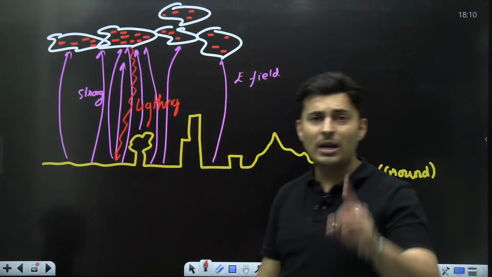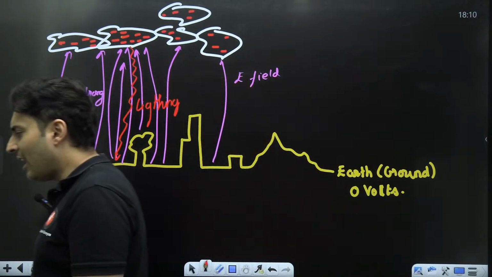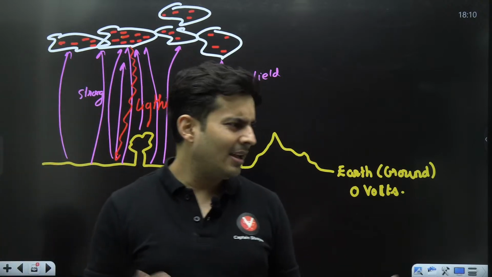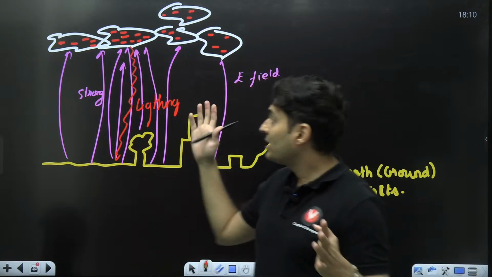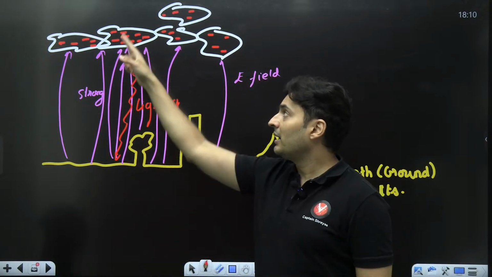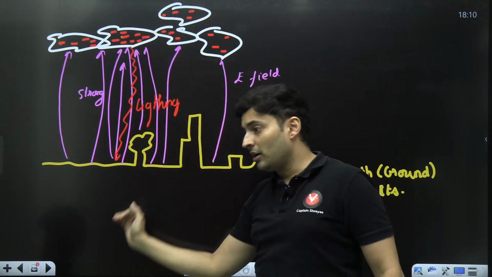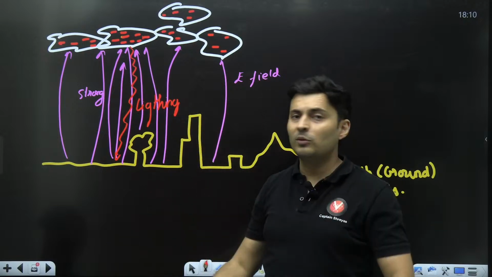Air is actually a bad conductor of electricity, isn't it? Have you ever heard of air conducting electricity? No, air is like an insulator. But how come air, which never conducts electricity, conducts these charges from such a high height to ground level, and so much charge, so much voltage?